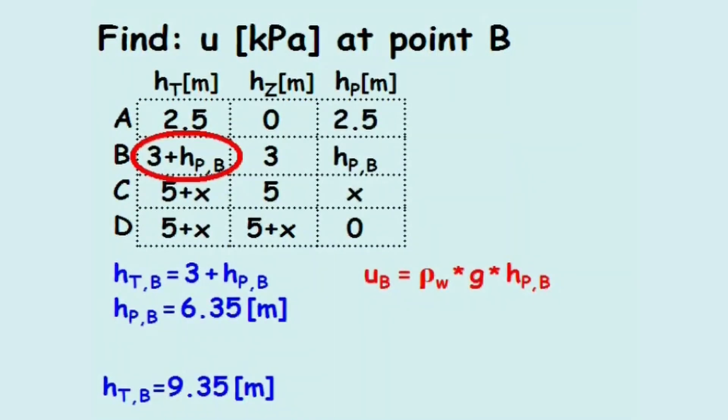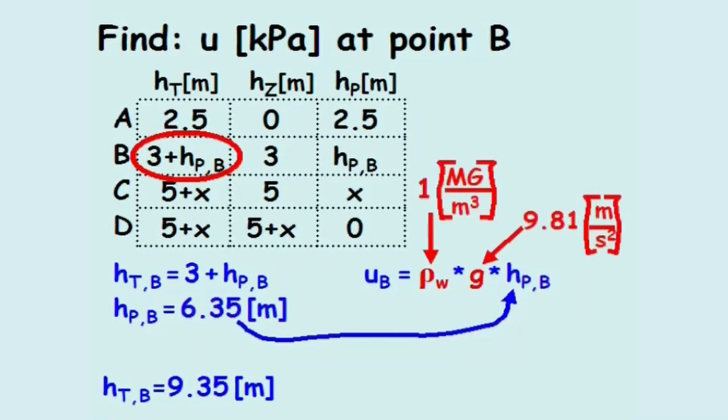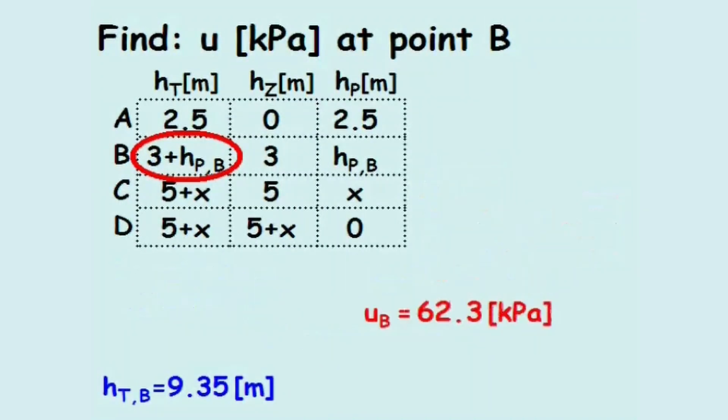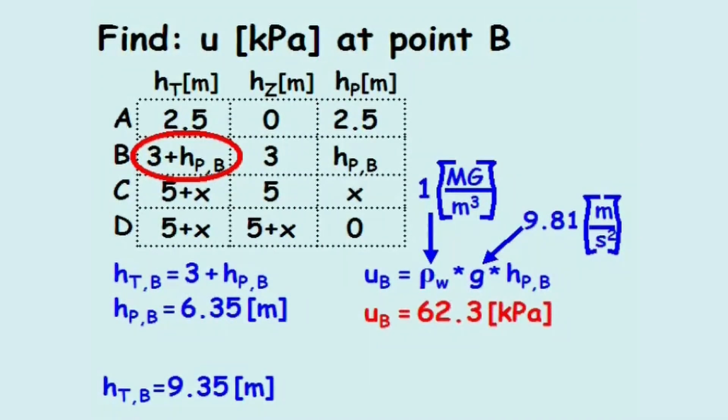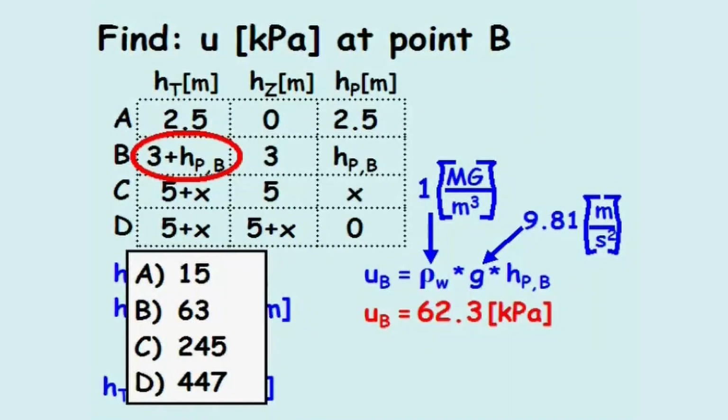To find the pore water pressure at point B, we multiply the pressure head at point B by the density of water and gravitational acceleration, to find the pore water pressure at point B to be equal to 62.3 kilopascals. When compared with our possible solutions, the answer is B.